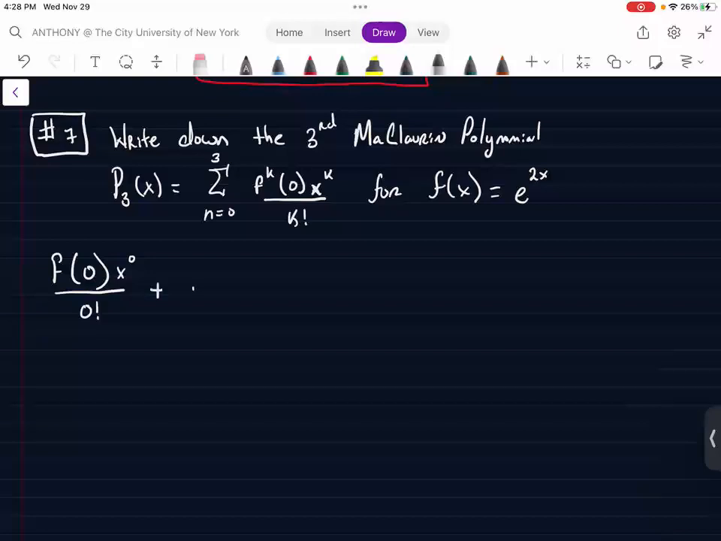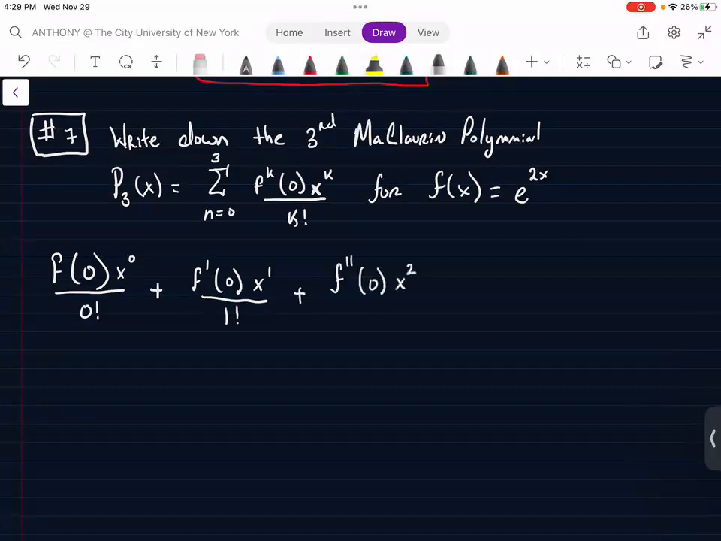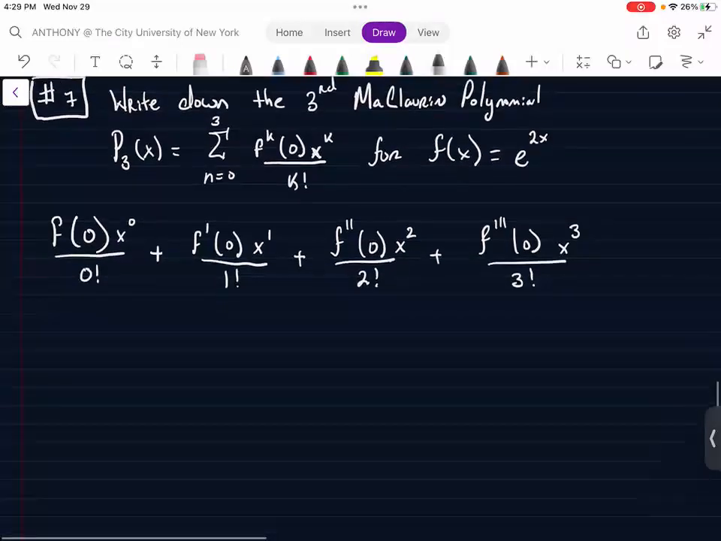And then the next one would be f prime, f to the first power evaluated at 0, times x to the first over 1 factorial plus f double prime of 0 times x squared over 2 factorial plus f triple prime evaluated at 0 times x cubed over 3 factorial. So I know that I have to write out basically these 4 terms. So I know that I have to do a few substitutions.